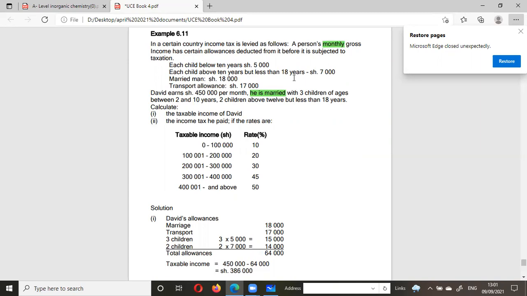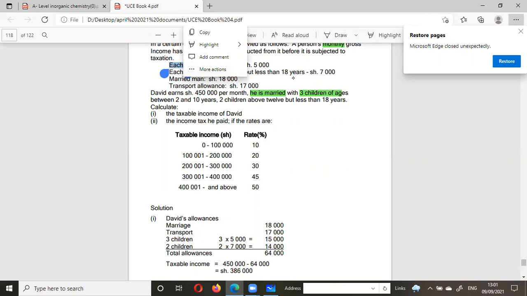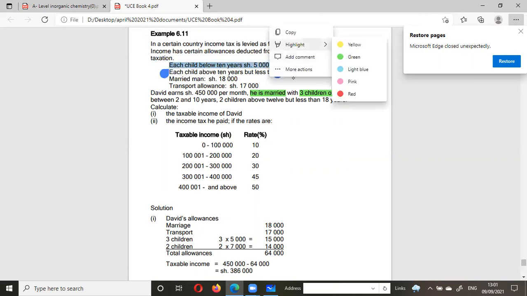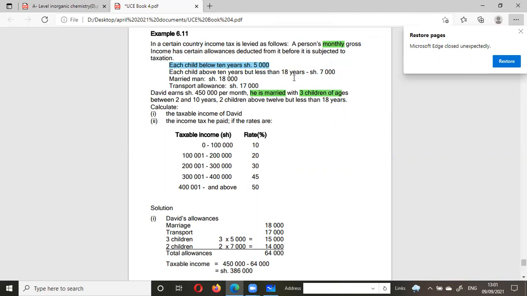But remember, he has 3 children between the ages of 2 and 10. Which sector do they belong to? They belong in this sector here, so they are below 10. So you multiply by 3, as there are 3 of them, by 5,000. So 3 children, 3 times 5, we get 15,000.